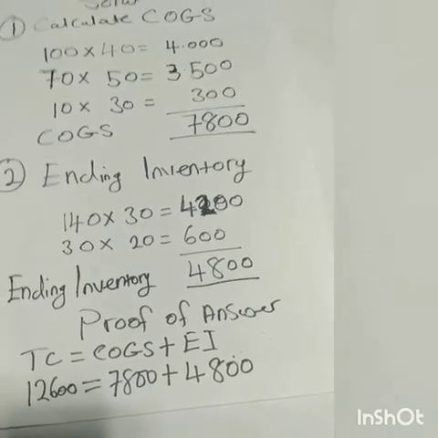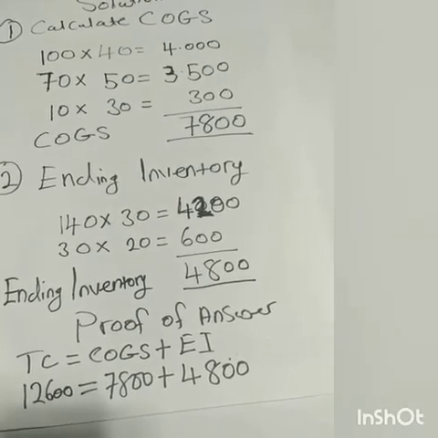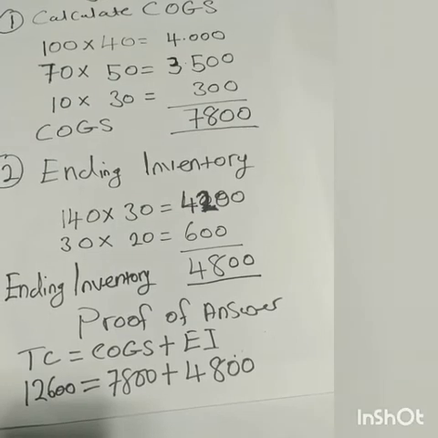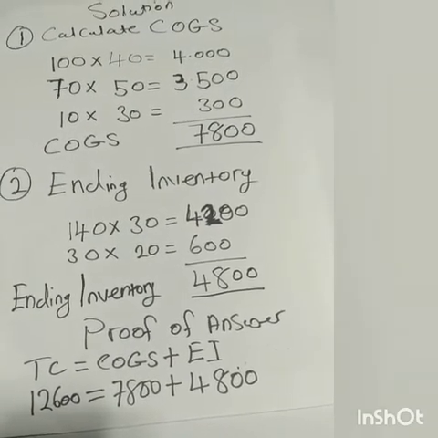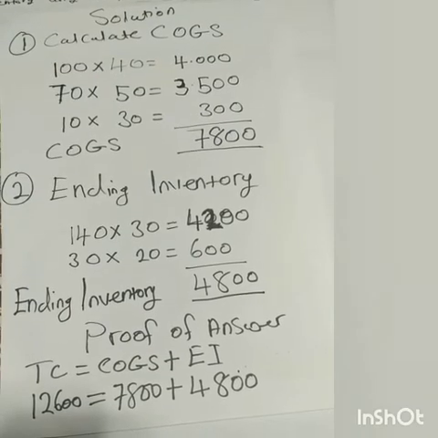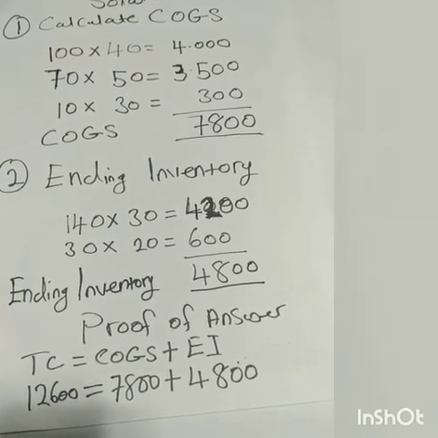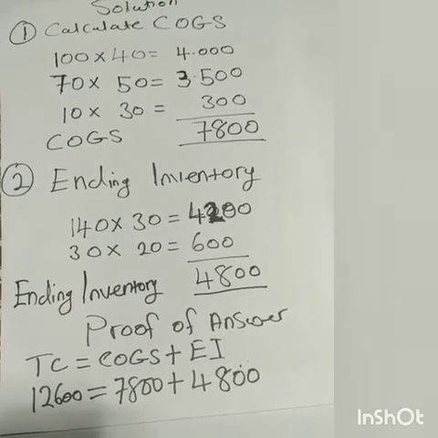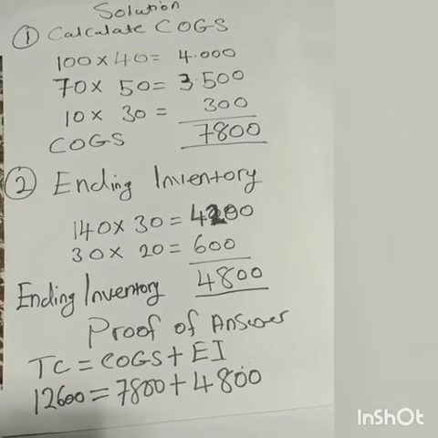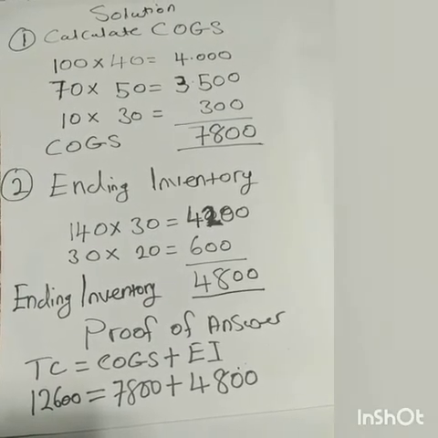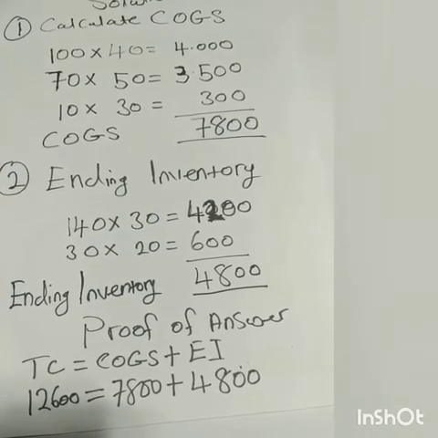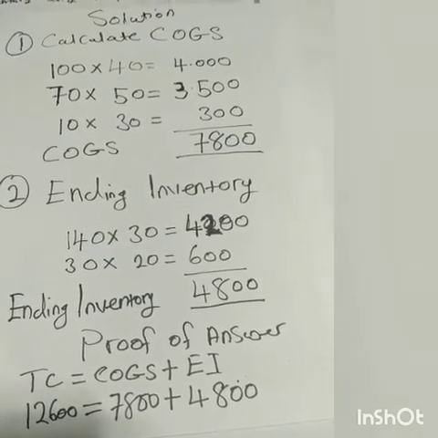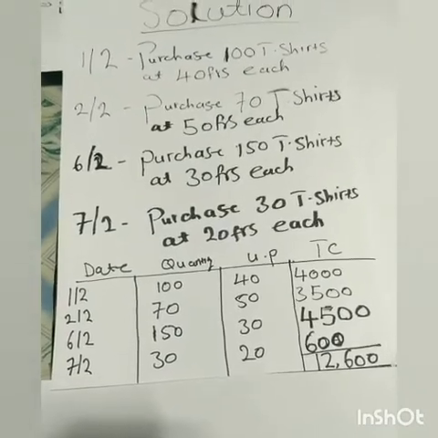And then the second transaction happened on the 2nd of February, where they purchased 70 t-shirts at 50 francs each. So what do we do? Remember that we sold 180 t-shirts, so we need to make sure that the calculation exhausts these 180 t-shirts. So we sold 100 already, we touched 100 already, so now we are left with 80 t-shirts to calculate.